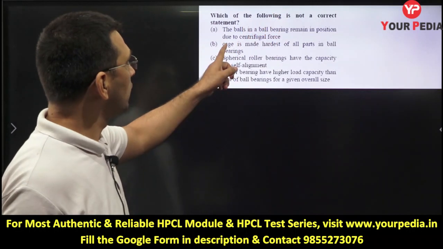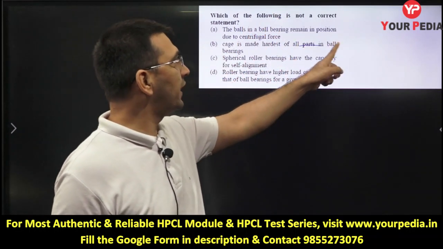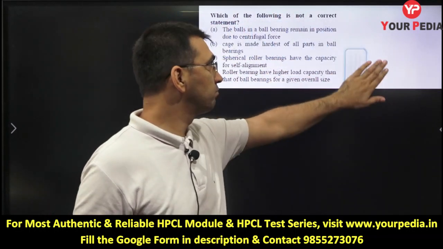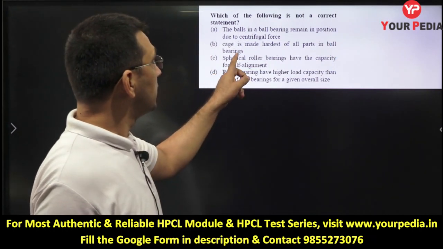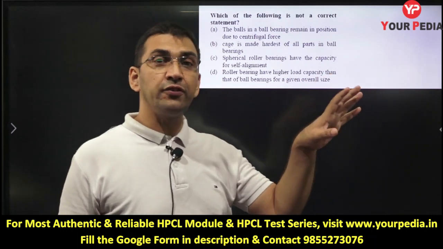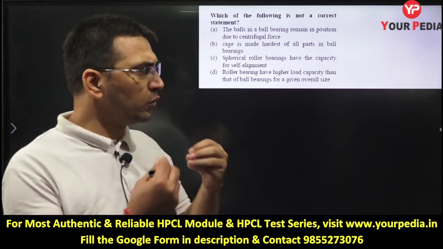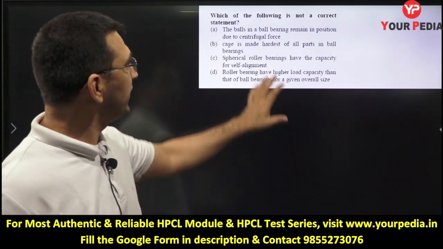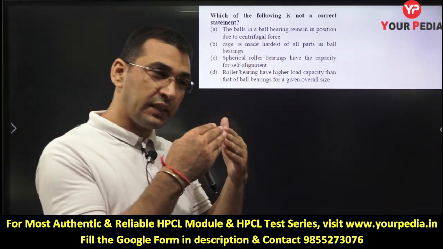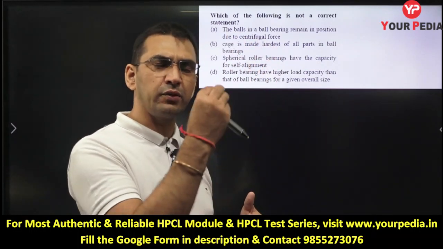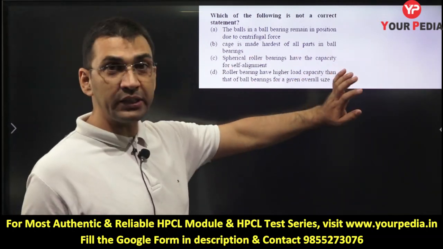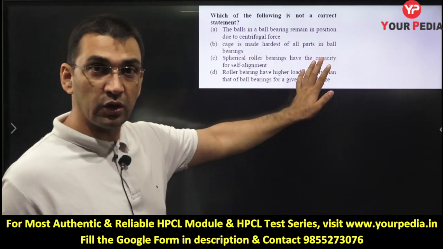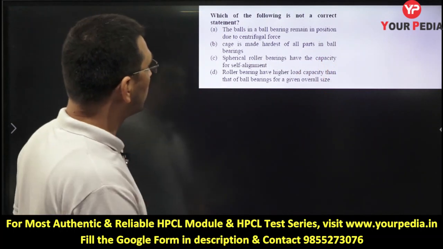Let's see others also. Cage is made hardest of all the parts in the ball bearings. Maybe, looks like. Let's first try to identify those which cannot be. We'll say this is not the correct statement, or let's see which looks like bilkul correct statements hain. Some of those statements are going to be, so that by elimination you can reach the right conclusion. That is how you have to approach, right? So let's go to the next one.